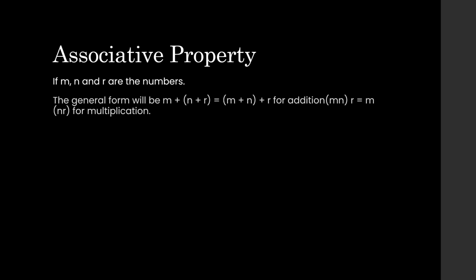Let us discuss what is associative property. Consider three numbers m, n and r. So associative property states that m plus (n plus r) is equal to (m plus n) plus r. Okay, this is for addition. And for multiplication, multiply m and n first, then multiply with r, or multiply n and r first and multiply with m.